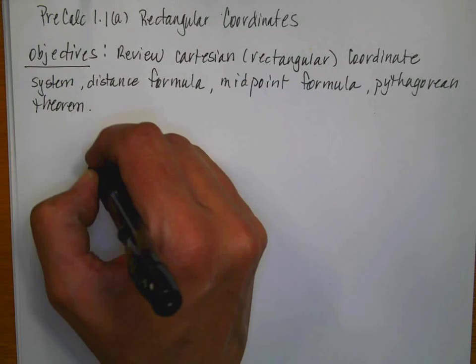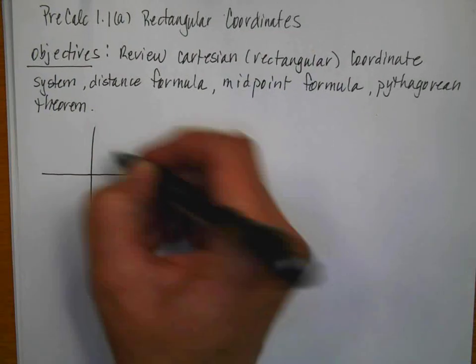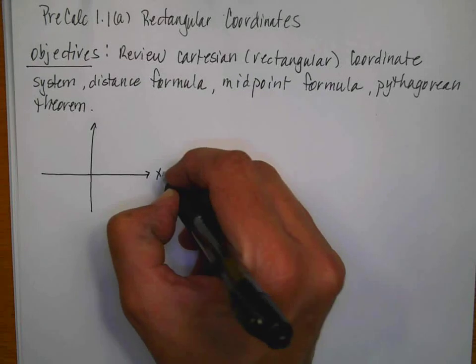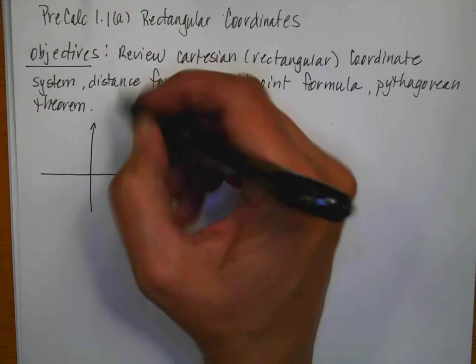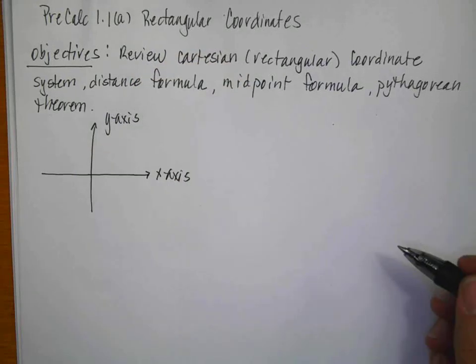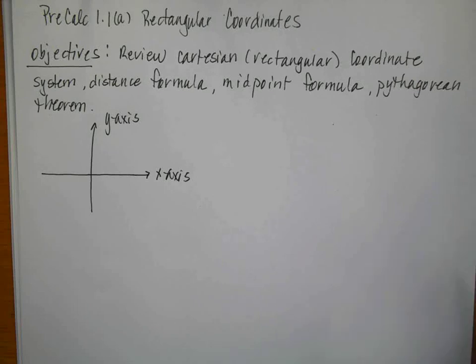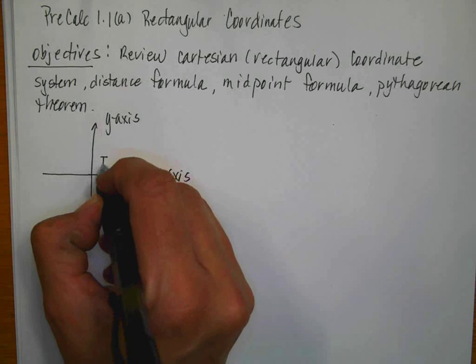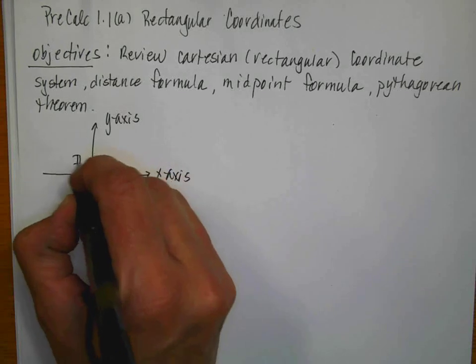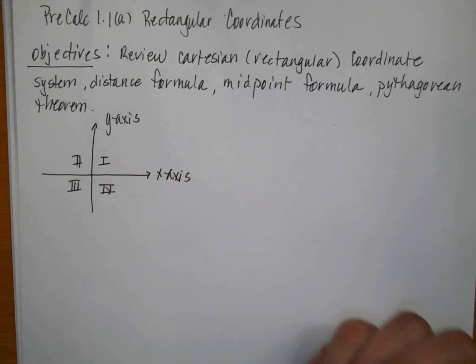So the first thing that we're going to talk about is the Cartesian coordinate system. And if you'll remember, it's just here is the x-axis and here is the y-axis. Later this semester, we are going to talk about several different types of coordinate systems, and so this will be the first one that we go back and talk about. We talk about the quadrants. This is quadrant 1, quadrant 2, quadrant 3, and quadrant 4.